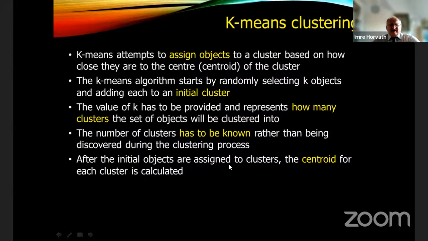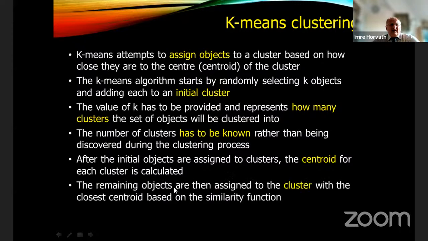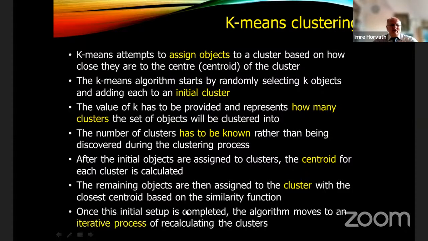After the initial objects are assigned to clusters, the centroid for each cluster is calculated. Then the remaining objects are assigned to the cluster with the closest centroid based on the similarity function. So actually the distance between the entities and the centroid is calculated, and based on the configuration of the entities, a new centroid is computed and defined. Once this initial setup is completed, the algorithm moves to an iterative process of recalculating the clusters.